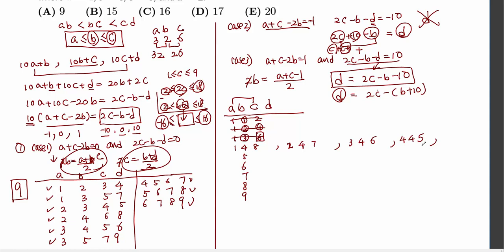A plus c should be 11, right? So how can you find 11? The smallest number is here. 2, 9, that is 11. 3, 8 is 11. 4, 7 is 11. 5 and 6 is 11. Okay, that's all.